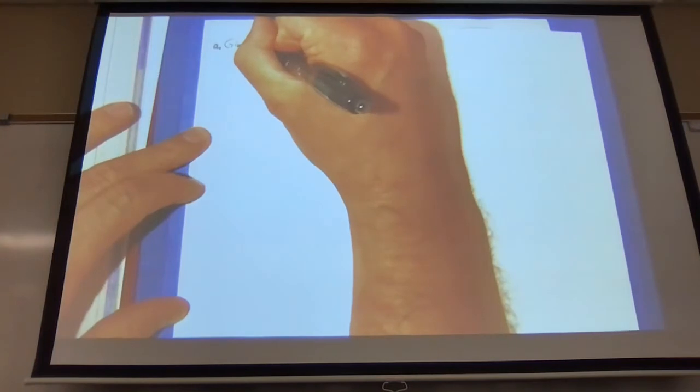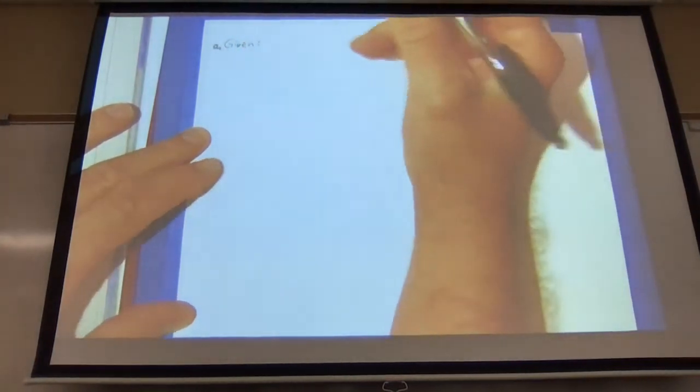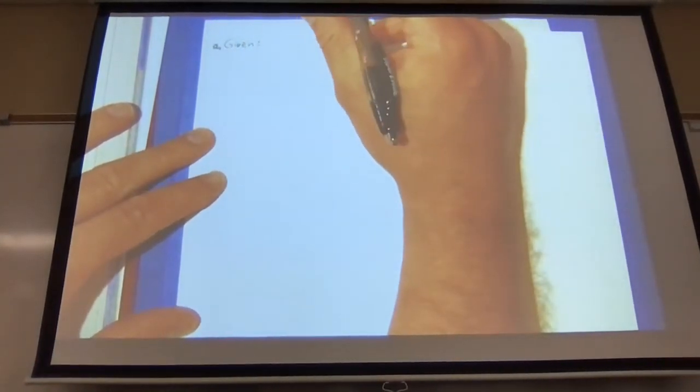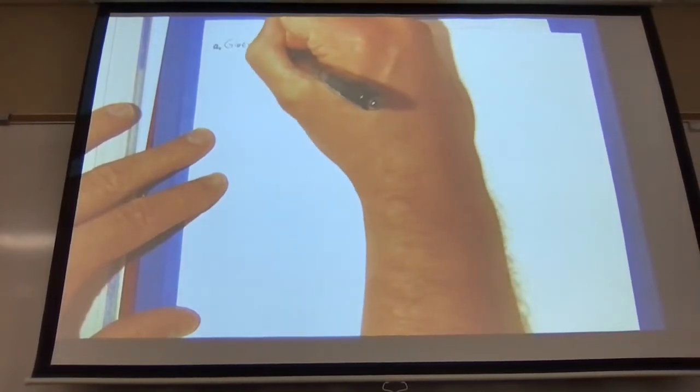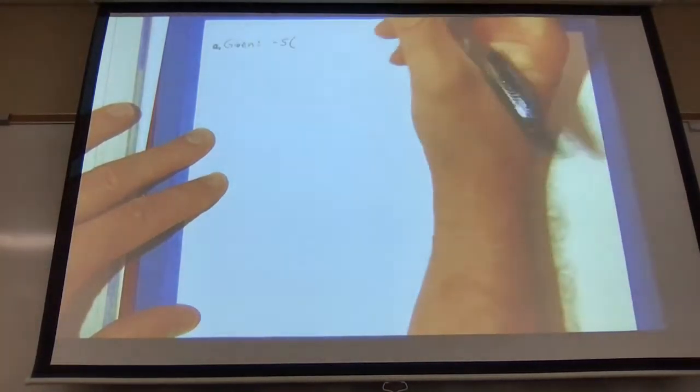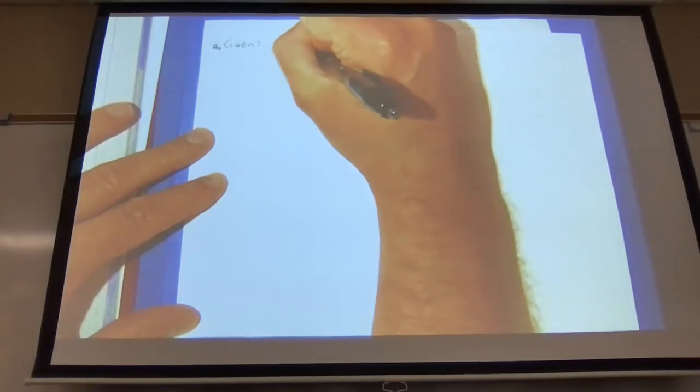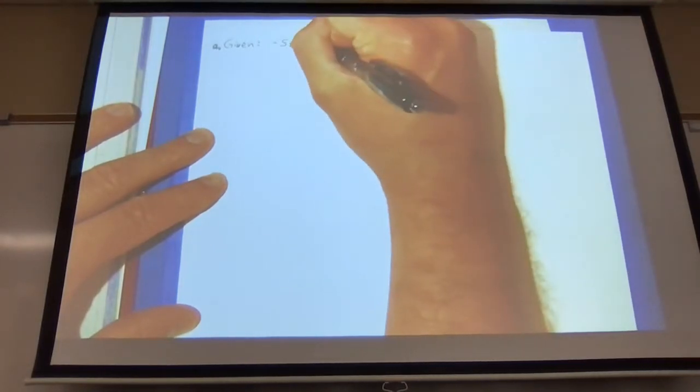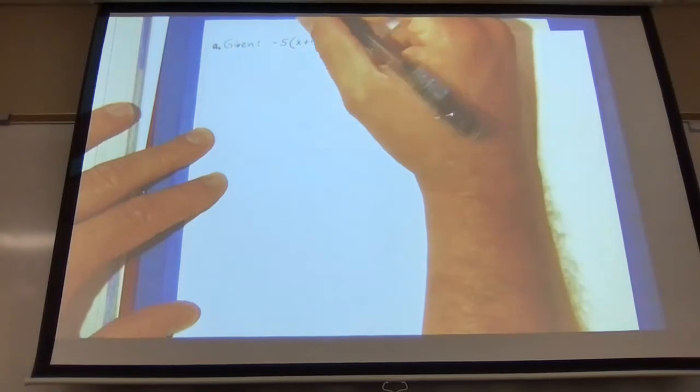And today we're just doing algebra proofs. When they do algebra proofs, the given statement is usually going to be an equation. So our given here is going to be -5 times the quantity x plus 4 equals 70.